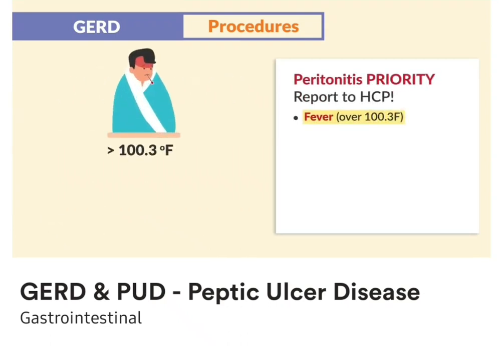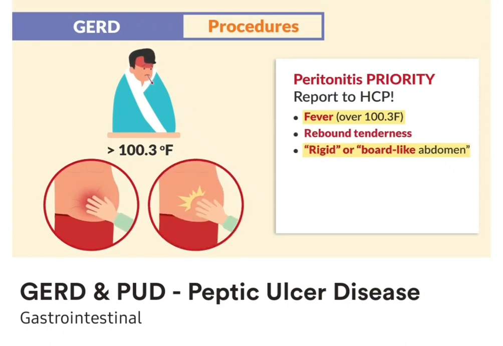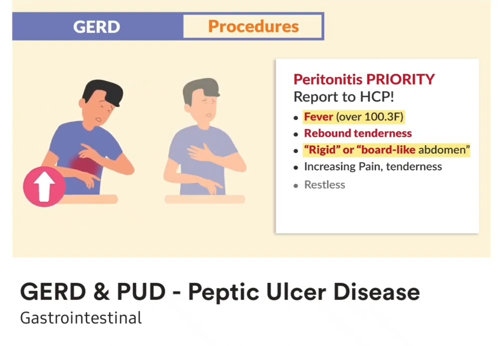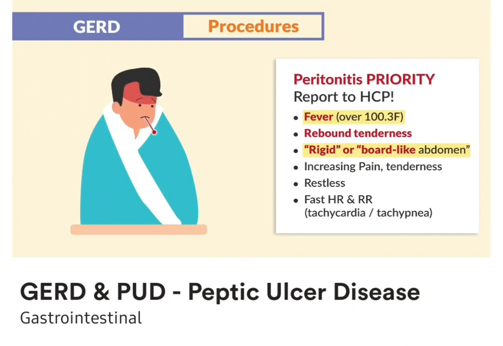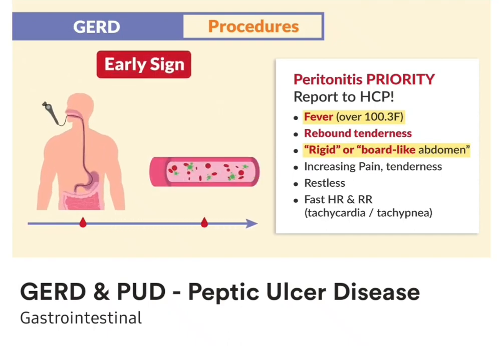So a fever over 100.3, rebound tenderness, as well as a rigid, board-like abdomen. Those three love to go up on the NCLEX and nursing exams. But we'll also see increased pain and tenderness, restlessness, and a fast heart rate and respiratory rate. Again, these keywords are priority. But really the most important here is fever. Even the slight increase is bad, because this is an early sign of the deadly sepsis infection post-procedure.